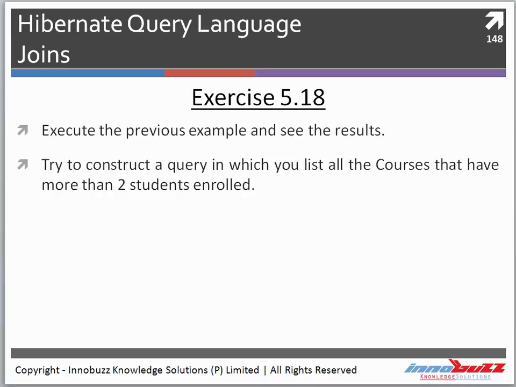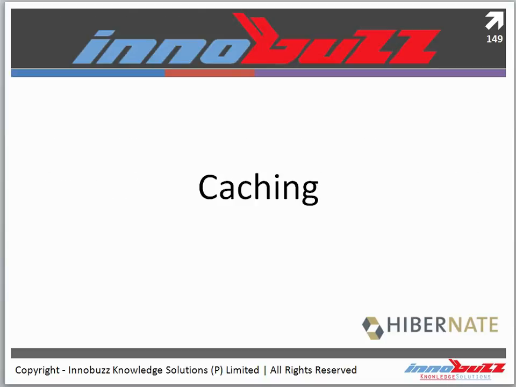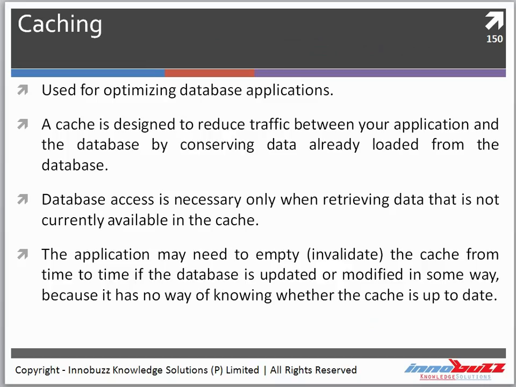Continue with the exercise. Caching. On the development of enterprise applications, caching is often used for optimization. A cache is designed to reduce traffic between your application and the database by conserving data already loaded from the database. Of course, this could add additional tasks for you, like from time to time invalidate or empty the cache.